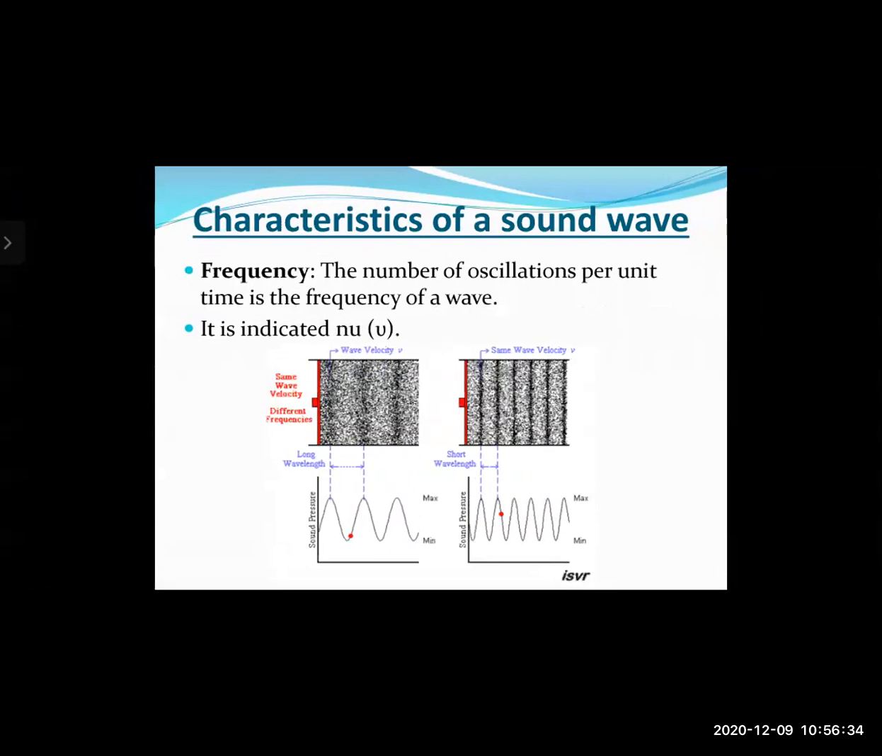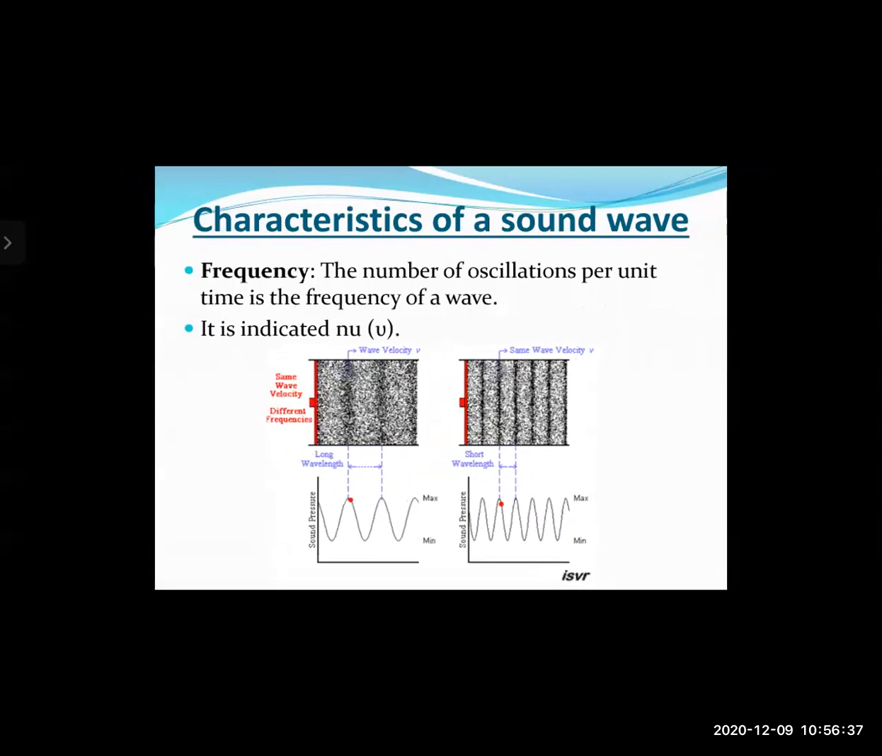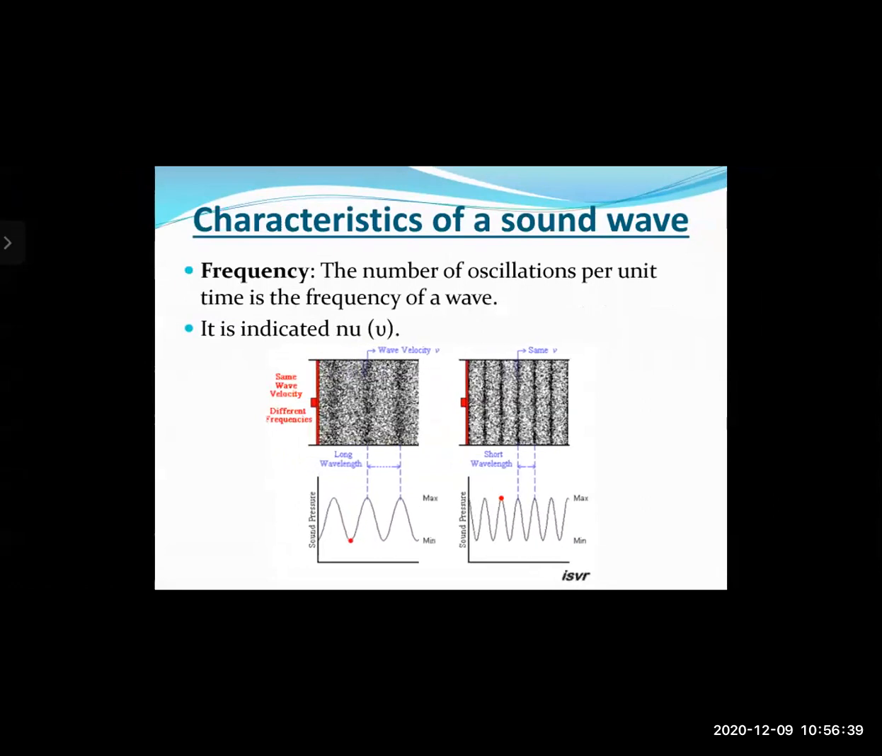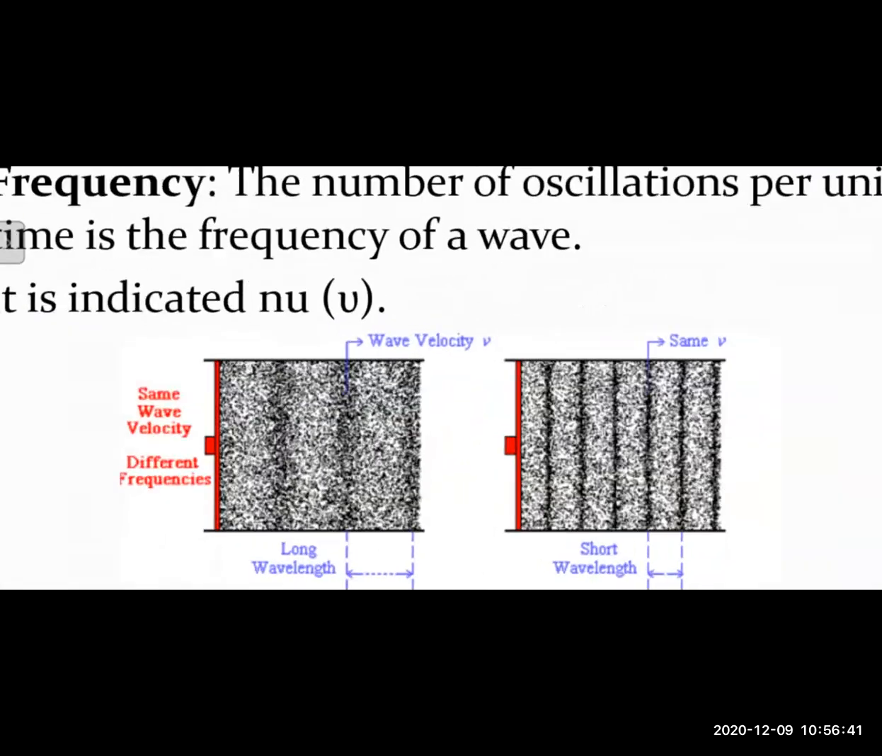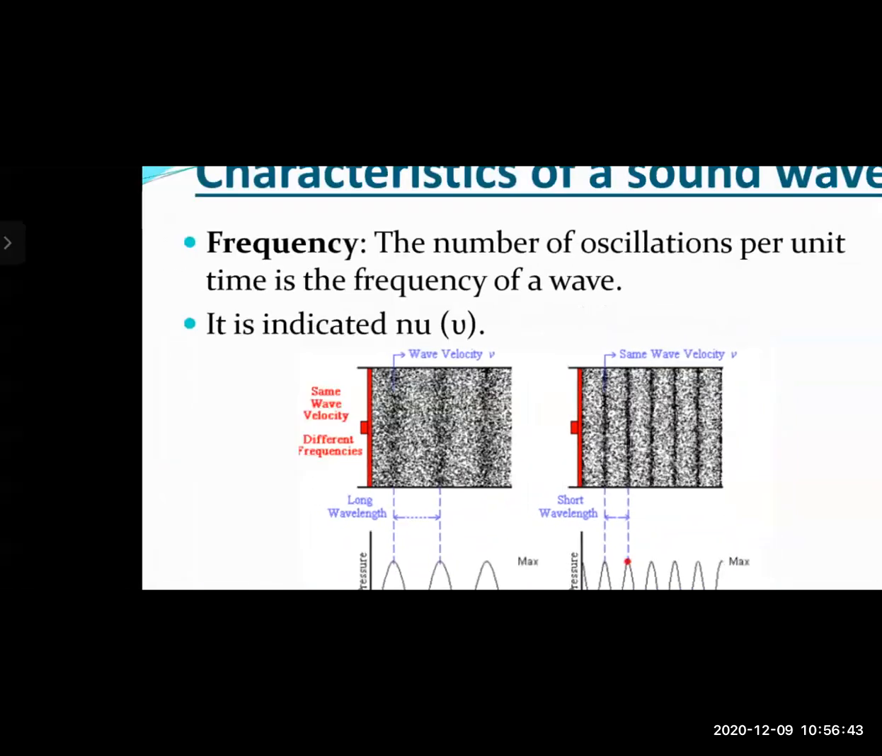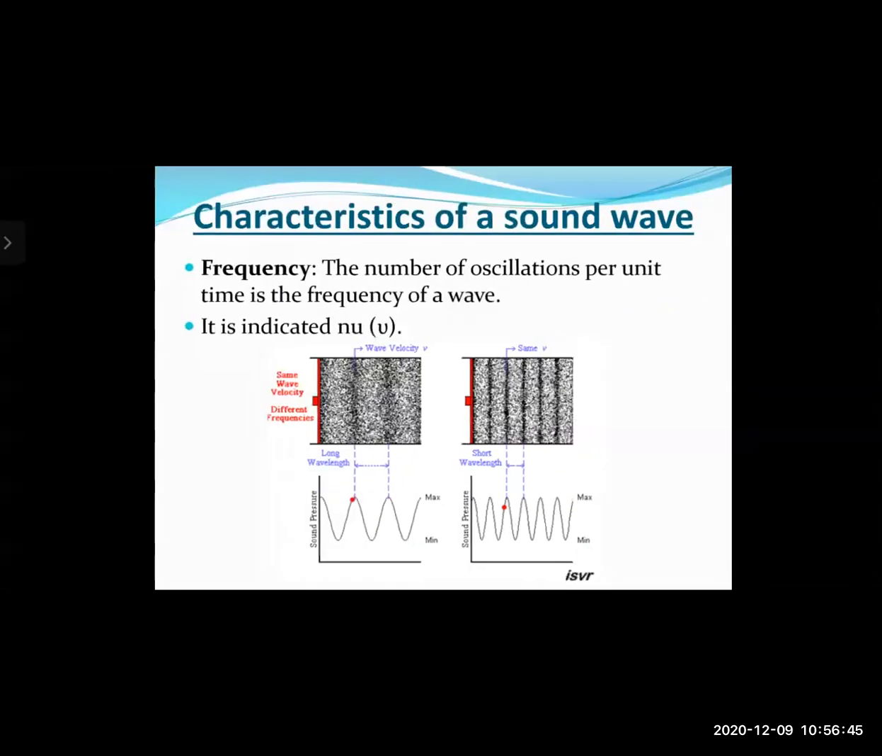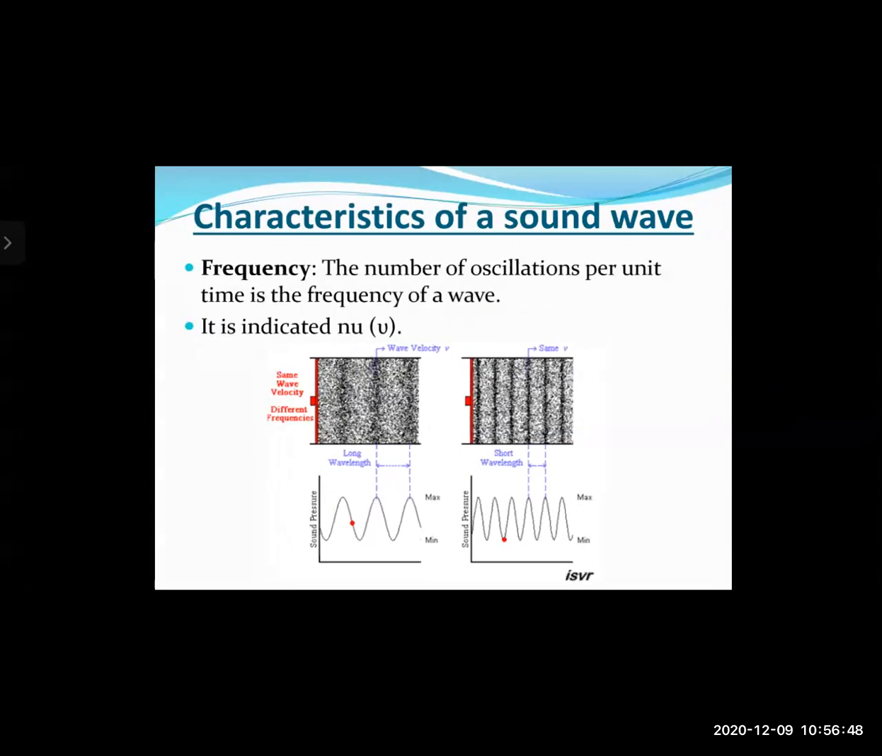Frequency is the number of oscillations per unit time of a wave. So the number of oscillations per unit time is the frequency of a wave, and it is indicated by nu, a Greek letter, which you can see there in the bracket, right? Now, frequency relates to how many times a given particle is vibrating.